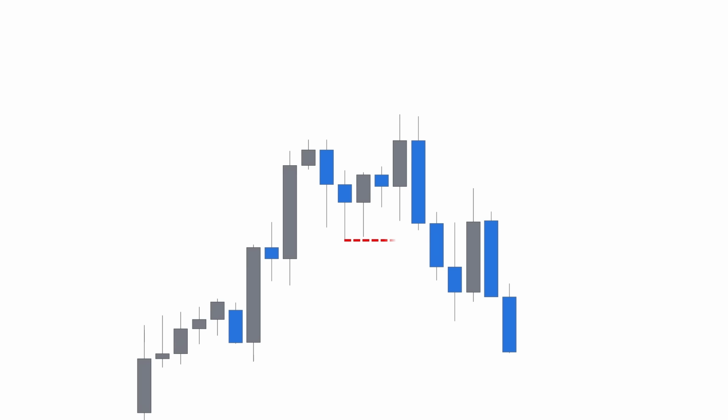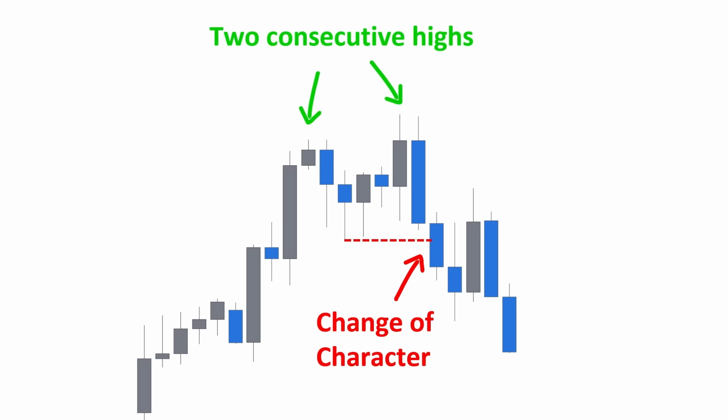To identify a valid change of character, first, we mark the lowest point of the latest swing low that created 2 consecutive highs. Then if we get a break and close below this low, it signals a possible shift in the current trend and confirms the fakeout. Now let's return to the chart and read price action where the London Killzone begins.